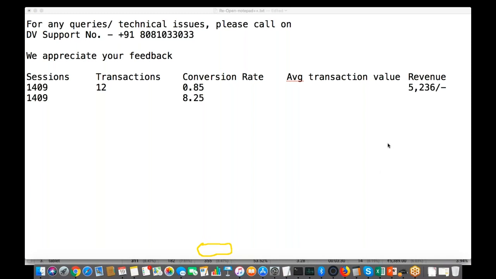Nearly 100? No. There's nothing called nearly 100. You calculate it. What is nearly 100? What is 4.22? No. Is my question clear to you? I am saying if you start converting at 8.25, how many transactions will you have?